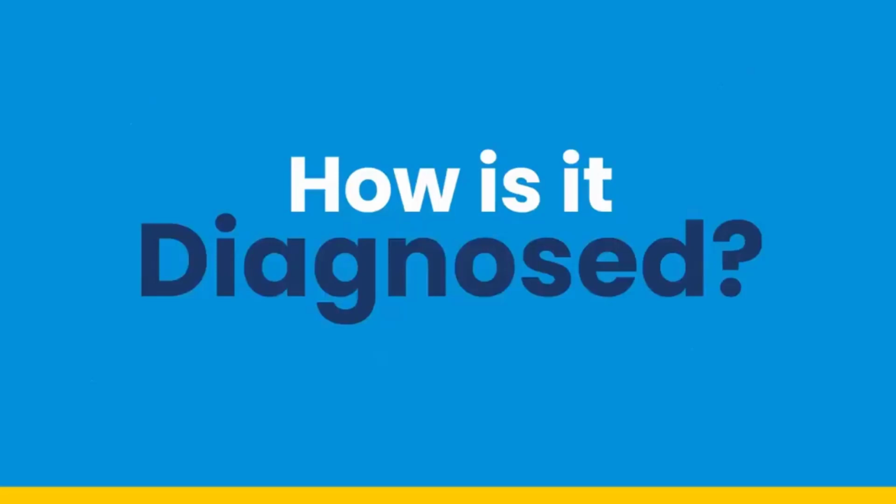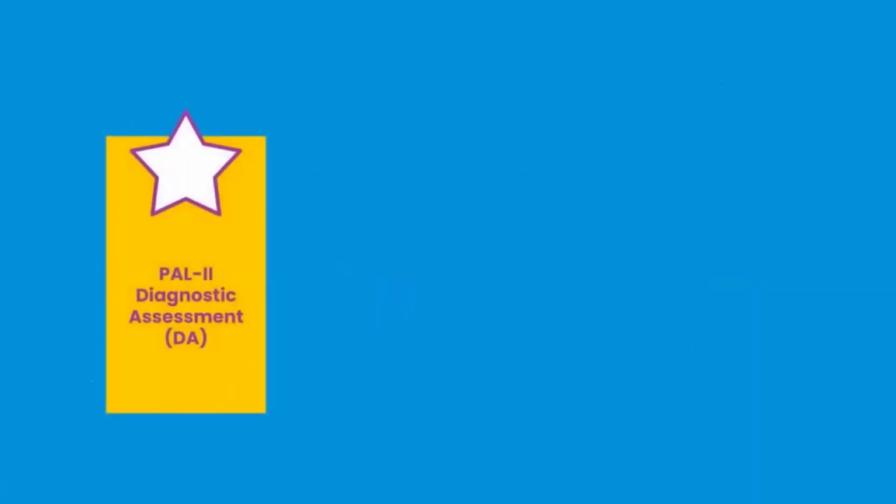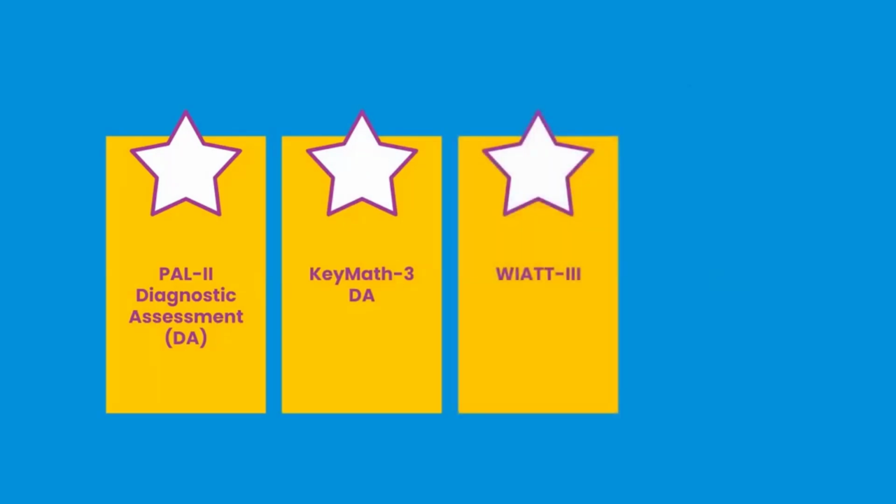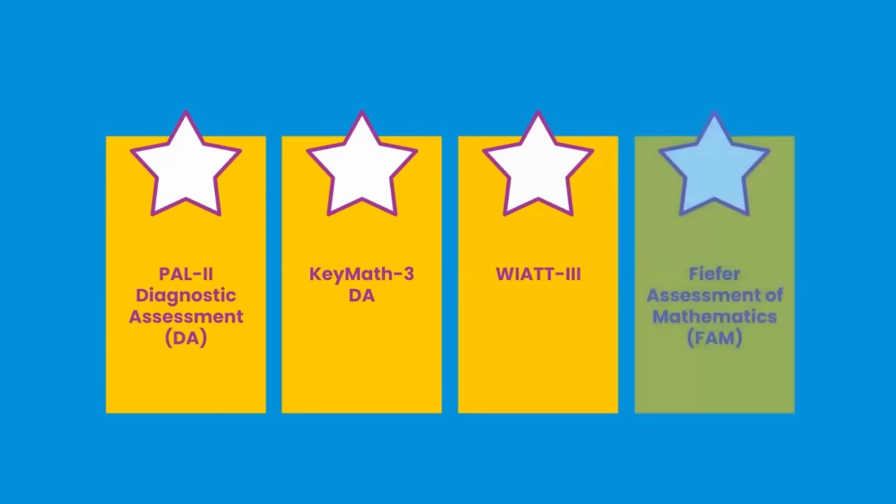So how is it diagnosed? Usually you go to a neuropsychologist, sorry, I'm abbreviating, a neuropsychologist, and they'll run a battery of tests. The school can do this as well. A popular one is the PAL-2. It's a diagnostic assessment. We have the Key Math. I've used this one before. And then we have the Wyatt-3. And then my personal favorite is the Pfeiffer Assessment of Mathematics.